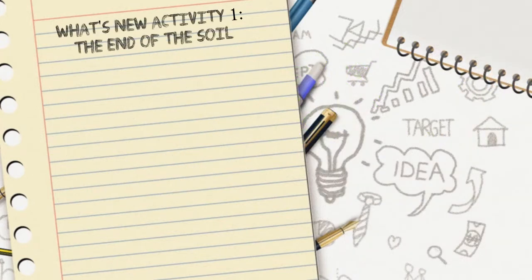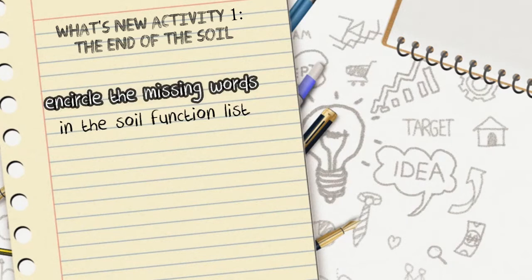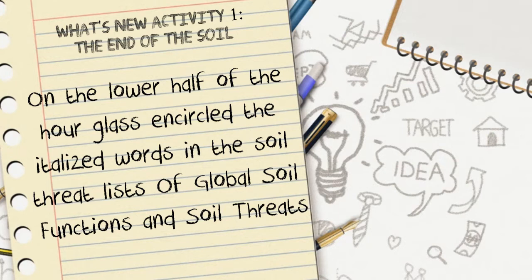For your first written work on What's New Activity 1, The End of the Soil, as you can see, there's a figure of an hourglass. On the upper half of the hourglass, all you have to do is encircle the missing words in the soil function list. On the lower half of the hourglass, encircle the italicized words in the soil threat list of global soil functions and soil threats.